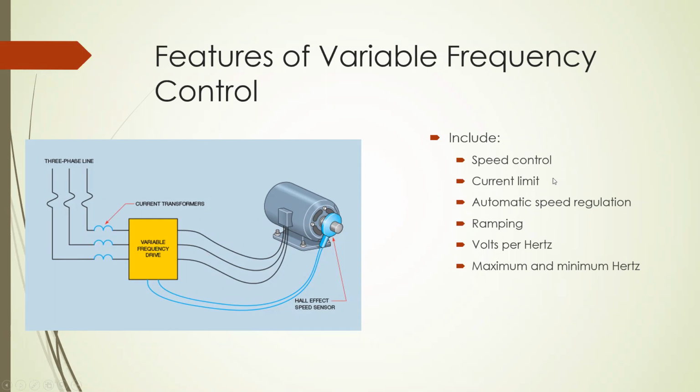So we see speed control, current limit, which is overload. We can automate the speed control. We can do our start and stop ramping. When we're going slower than 60 hertz, we have to reduce the voltage because of the inductive reactance issues. And we can actually get the motor to spin faster than its rated speed by putting in a frequency above that of 60 hertz.